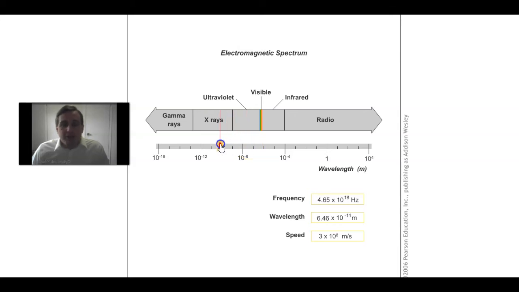Now, how about X-rays? Again, it's even higher energy than ultraviolet. So you don't want to be exposed to these things for a long period of time. In fact, that's why when you get an X-ray at the doctor, you wear that sort of lead vest to protect yourself from that high energy radiation.